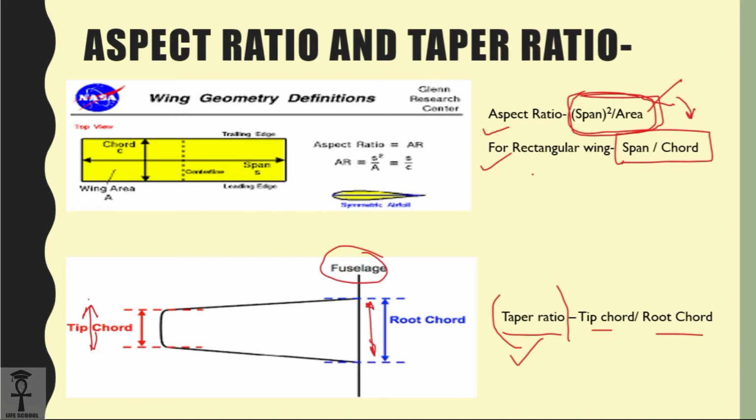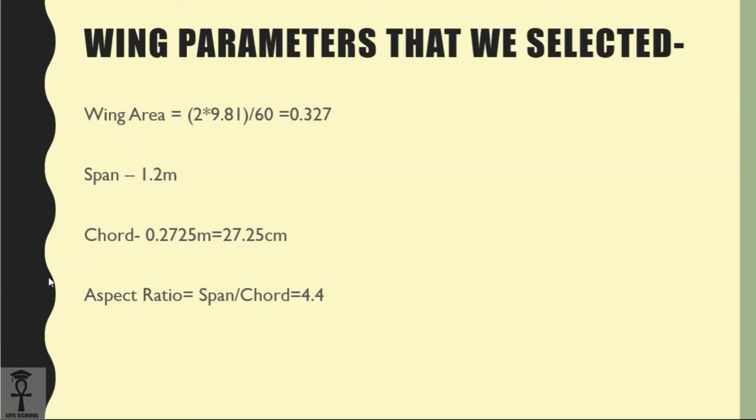Now, after our problem statement, let's go back and see what we are going to actually analyze in our wing. The wing area I have calculated from the selected wing loading. I have selected my wing loading as 60. From that I got to know that the area of my wing should be 0.327 meter square.